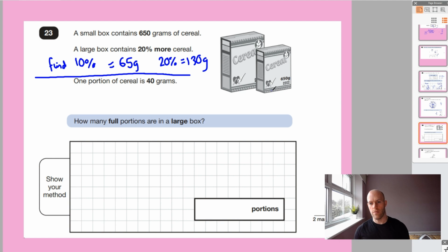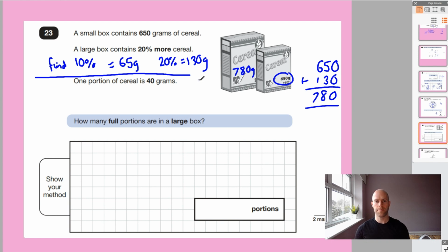So then I need to draw my large box. You can see the small box actually is 650, and then we can add on 130, giving us 780 grams. If you wanted to do a very quick addition, so you didn't drop a mark halfway through for no need, just do it. It doesn't take a second. 0, 8, 7, and then you can drop that on there.